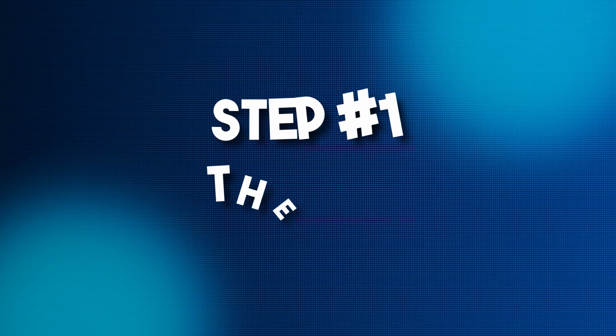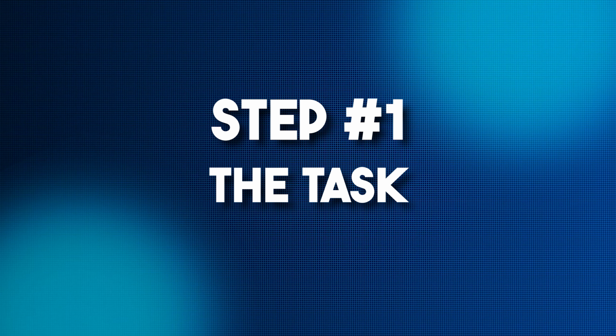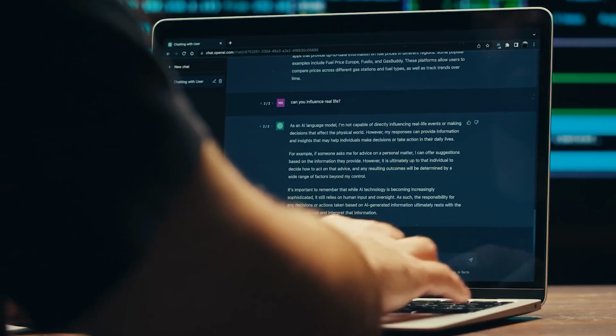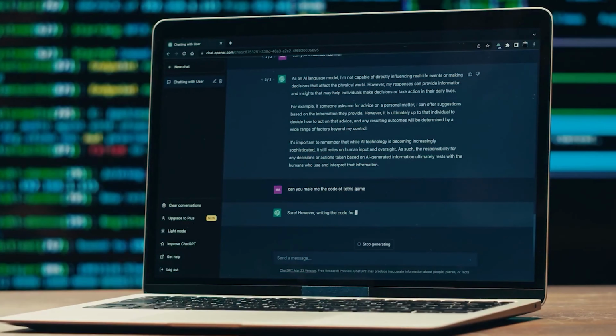So step number 1 is the task. Okay, what is the exact job that we want it to do? So in the beginnings of ChatGPT, people would say like, write a paper, write a list, do this and that, right? These are very generic commands, and while these are also tasks, they're not specific enough. So write a paper, that's not going to work as a prompt, right?